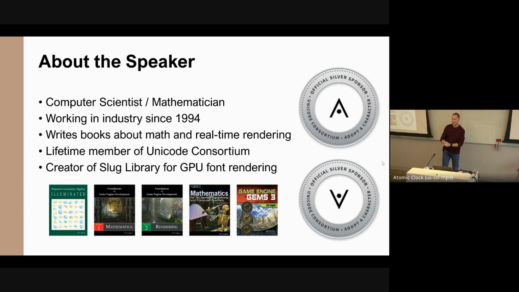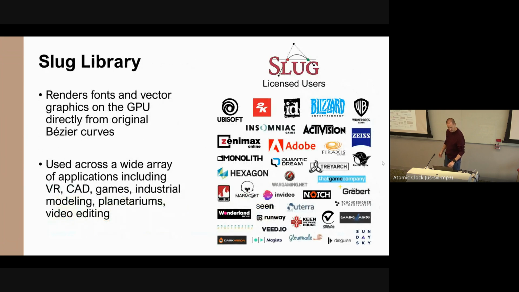One of the products that I work on at my company is called Slug, and it does digital typography and real-time vector rendering of fonts on the GPU, the graphic processor. So today I'm going to be talking about how Slug works and what we can do with our fonts to make sure that they look amazingly good and render as fast as possible on the GPU, because it is rendering directly from the Bézier curves that define the shapes of all the glyphs.